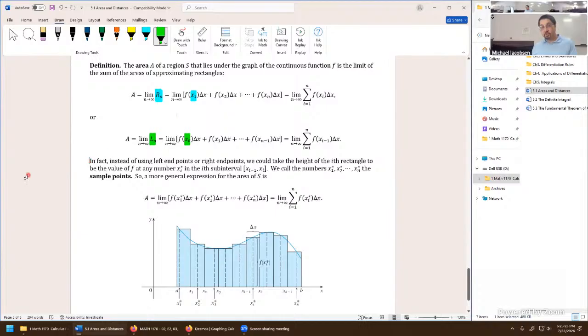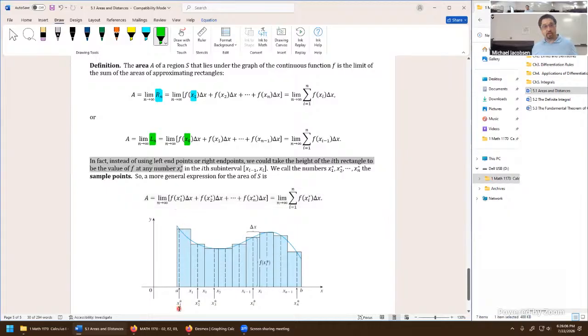And this generalizes even further. It says, instead of using left endpoints or right endpoints, or even midpoints, we can take the ith rectangle to be the value of any number xi star. That will just be referred to as some random sample point. Maybe a formula generates it. Maybe the sample points are midpoints. But it could be anything in the interval from x(i minus 1) up to xi. Your xi star can be any point whatsoever in the ith subinterval. Then you could just rewrite it as f at x1 star.